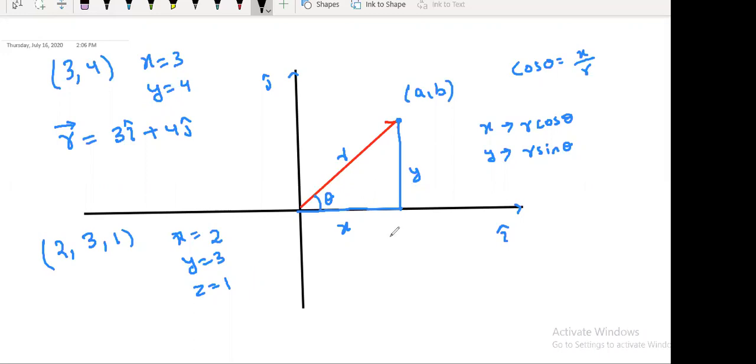Now what's the meaning of 3 comma -4? Tell me. 3 comma -4 का मतलब क्या है? Tell me what's the meaning of 3 comma -4?